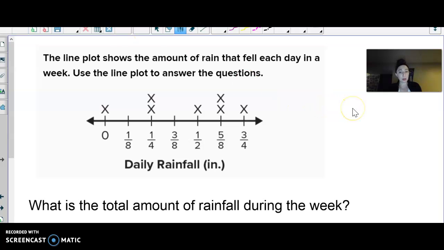And then what is the total amount of rainfall? I won't make you do this one, but we could add all the points together. So 0 plus 1/4 plus 1/4 plus 1/2 plus 5/8 plus 5/8 plus 3/4. That would give me the total amount of rain.